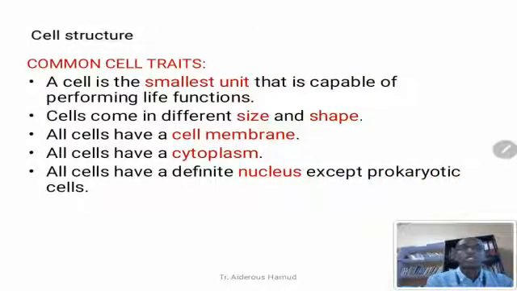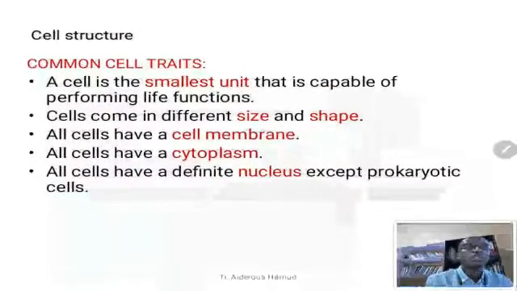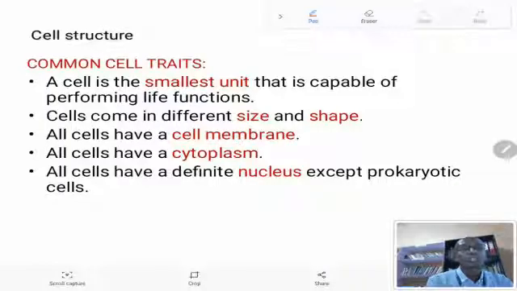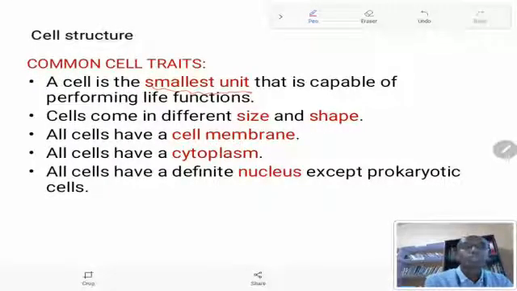Let's look at the cell structure. Common cell traits. Common cell traits means the common characteristics of the cells. Number 1, the cell is the smallest unit of a living organism that's capable of performing life functions.